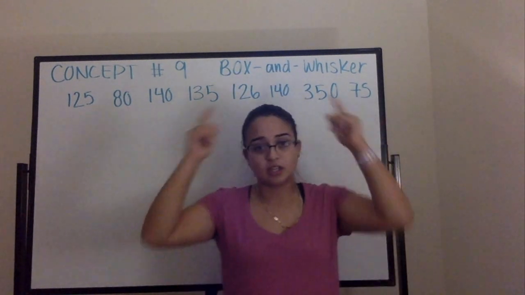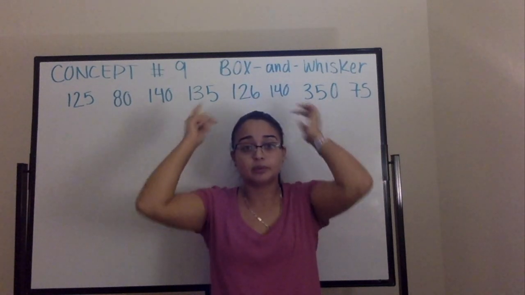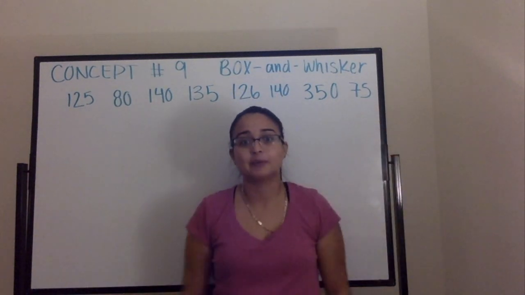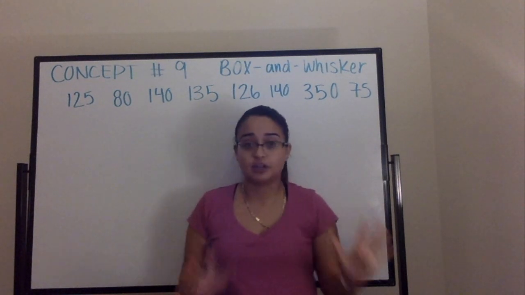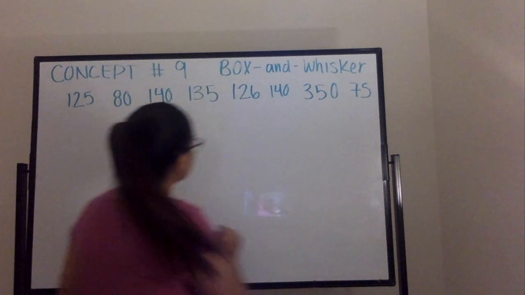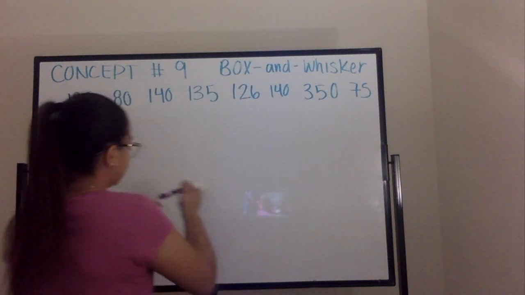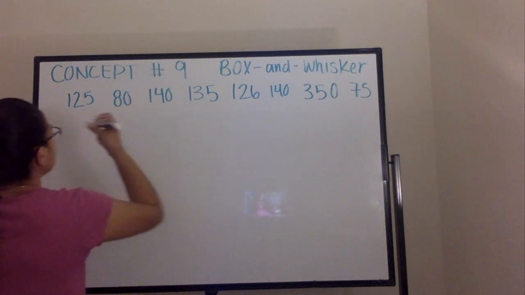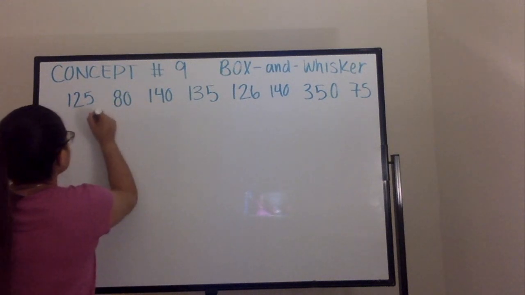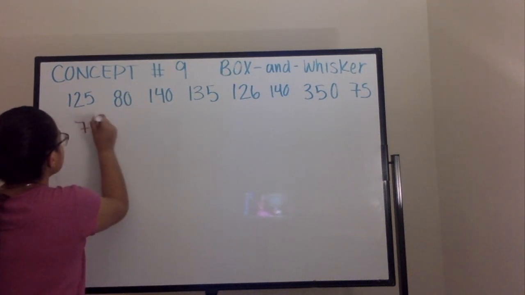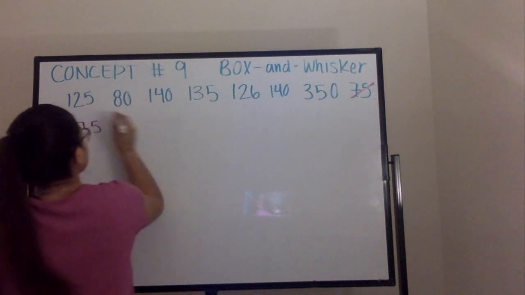So we're going to start off with our data, which should appear for you right here on the board. First things first, put it in order. So let's go ahead and do that. In our numbers, our smallest number, also known as our minimum, is 75. Okay, so that one's down. Then it's 80.